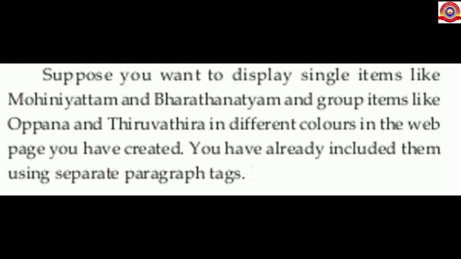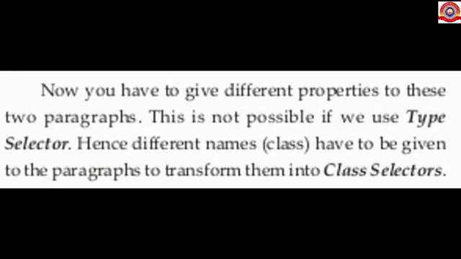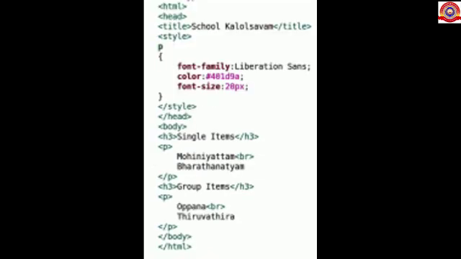We have already included them using separate paragraph tags, haven't we? Now, you have to give different properties to these two paragraphs. This is not possible if we use type selector. That is, in type selector, we have given the name P there. Did you remember that? Then, we have set some properties inside that P tag, inside the style tag.